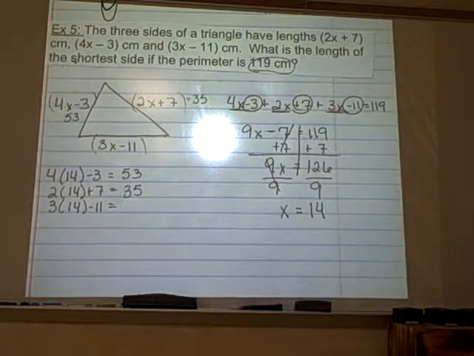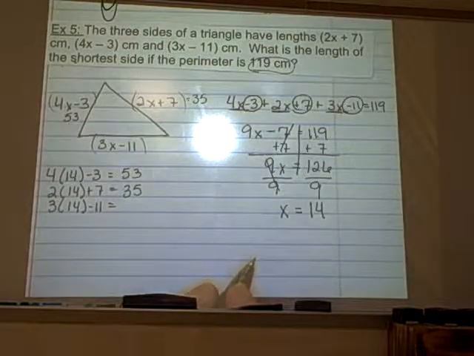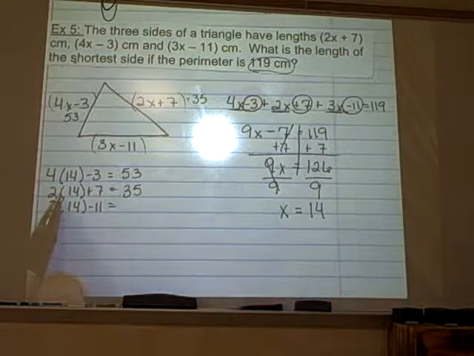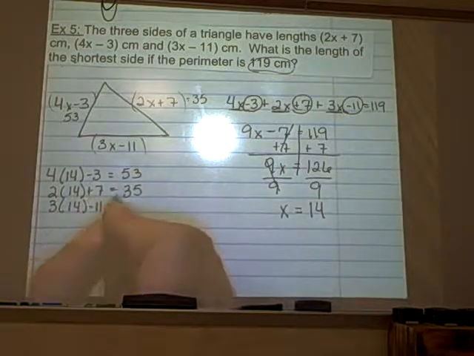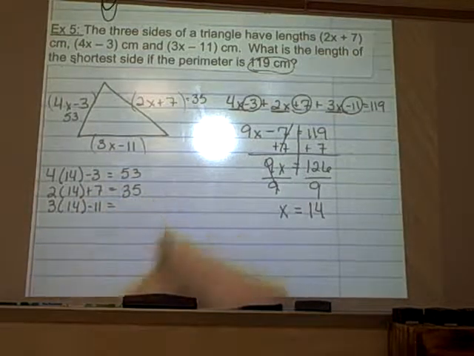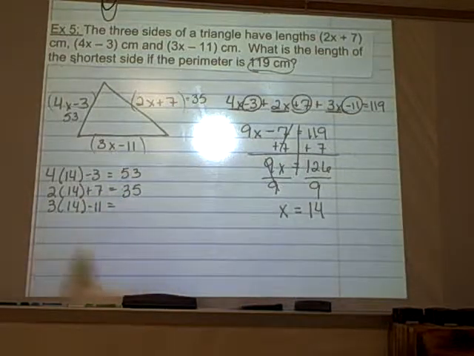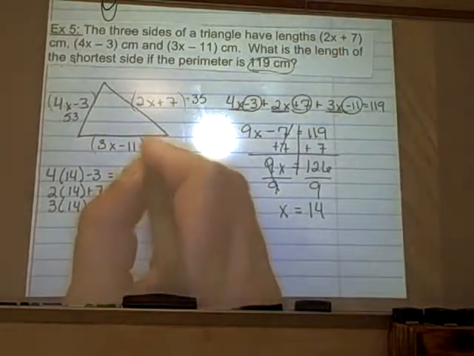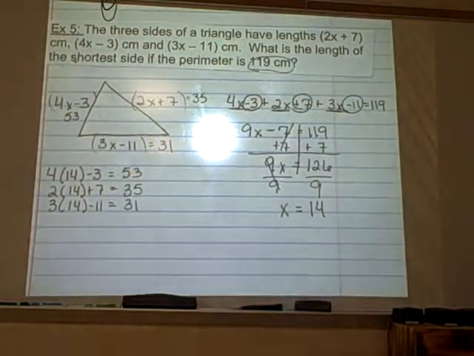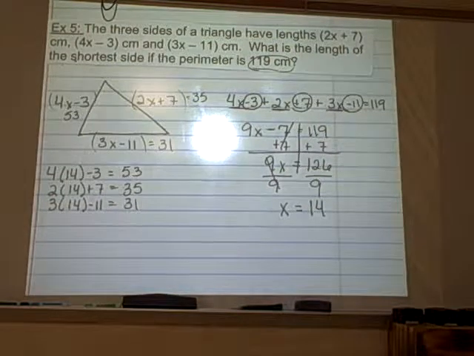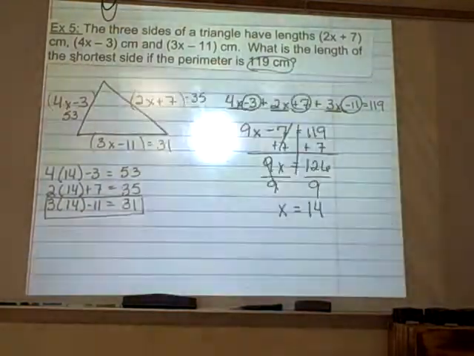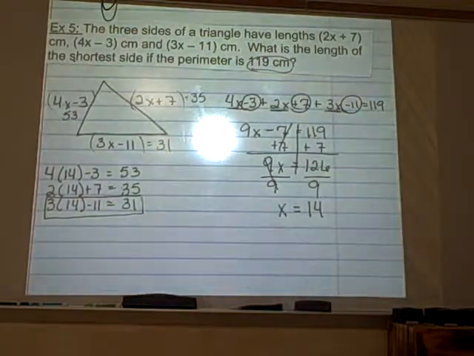After the equal sign on the second one, is that a 7? Right here. Wait, it says 2 parentheses 14 plus 7. Oh, okay, equals 35. So what's the last one equal? 31. Sorry, 31. Okay, so which one's the shortest side? 3x minus 11. Right, that one right there is the shortest side, which I obviously did not draw correctly, right?